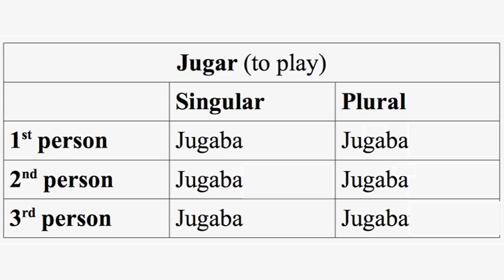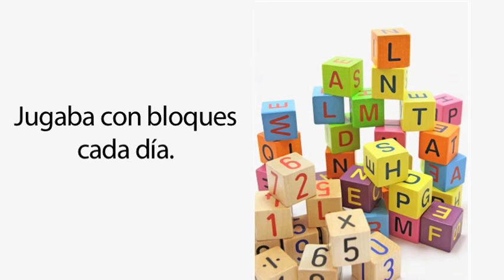A, B, A. Bien. So for the first person singular, the yo form, we are already done. Jugaba. Jugaba con bloques cada día. I used to play with blocks every day.